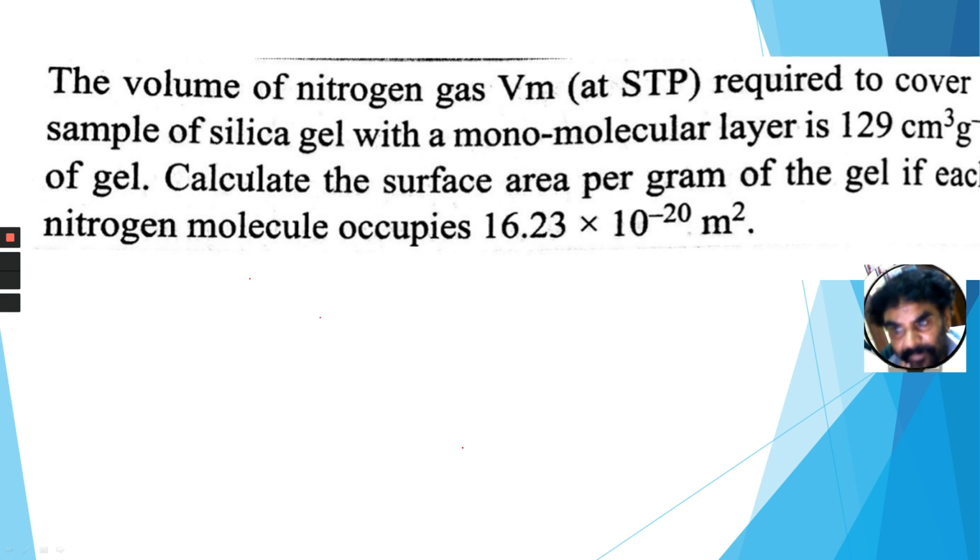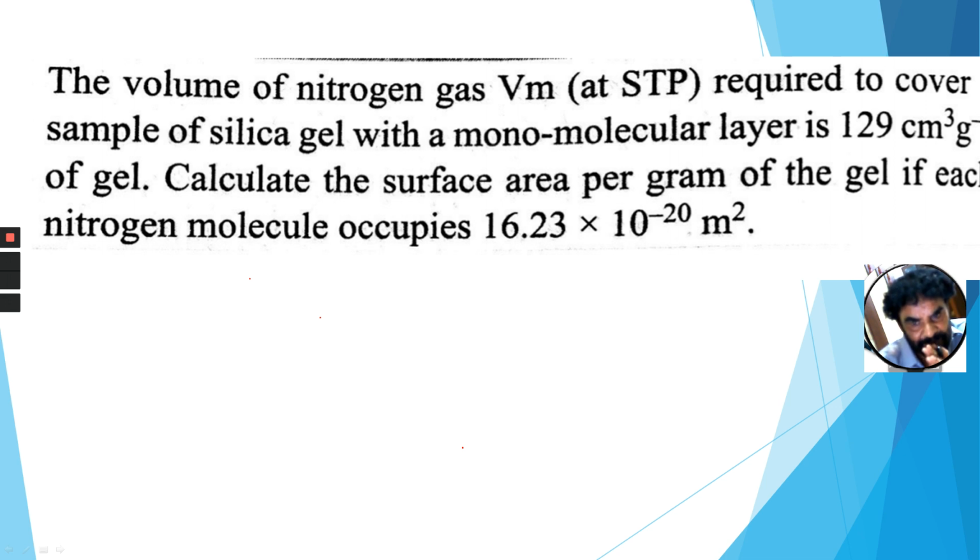See, in this problem he is asking to find the surface area of the silica gel. 129 ml of nitrogen gas is required to form a monolayer over 1 gram of the silica gel. It is also specified in the problem that each molecule of nitrogen covers 16.23 × 10^-20 m² of surface area. So what you have to do is find the total surface area of 1 gram of the silica gel.